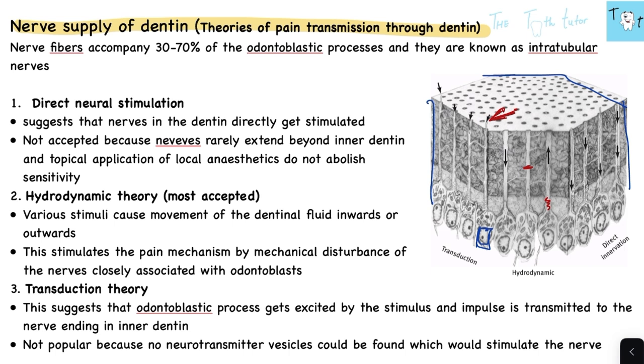So this is talking about how a pain actually gets transmitted through the dentine. If I have a stimuli acting on my dentine, heat, cold, or any mechanical force even, how would you feel it? We don't know what is the exact structure of nerves inside our dentine. Okay, so first is that the nerve fibers accompany only 30 to 70% of the odontoblastic processes.